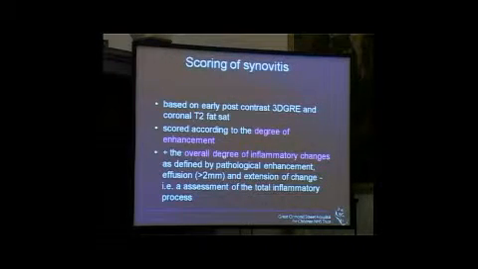So we're looking at the degree of enhancement, the degree of blood flow into the joint and into the synovium, and also we're looking at the accompanying evidence of inflammatory change. The reason we're doing that is to give ourselves a more concrete, a more viable picture, and the more abnormalities you see, the more likely they are to represent pathology as opposed to normal variation.